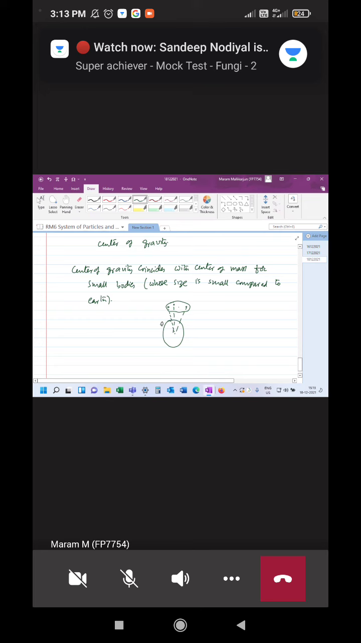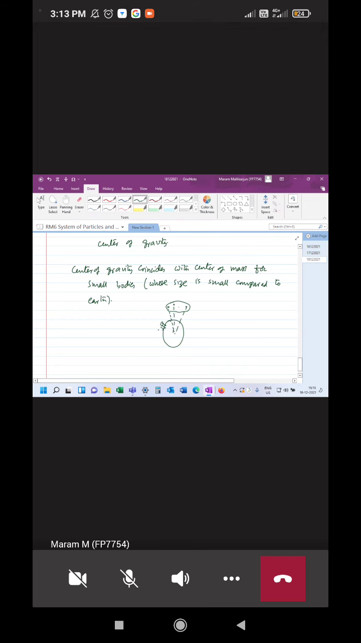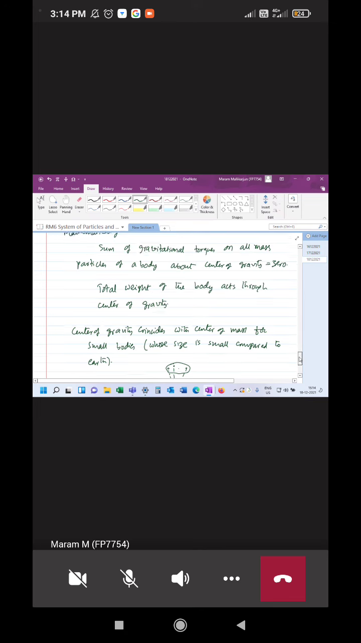For a small body, you always say that the gravitational force is in the same direction. So there is a difference. Gravitational force for a small body acts in the same direction for all particles, whereas for large bodies the gravitational force direction is different on different particles. Because of that reason, center of mass and center of gravity may not coincide for a large body. Otherwise, they will coincide. So that is a simple bit that you need to be aware of.